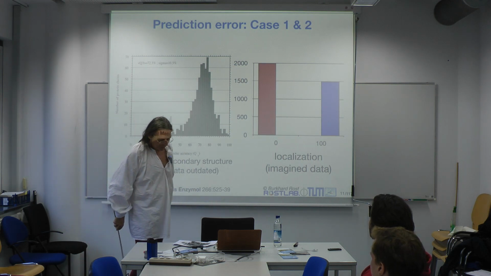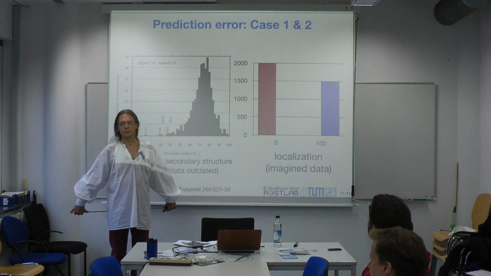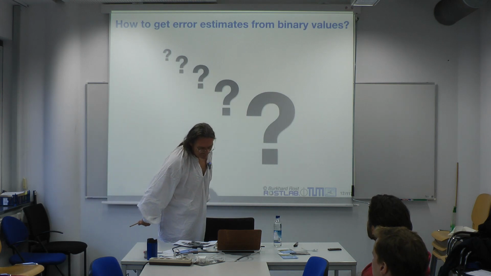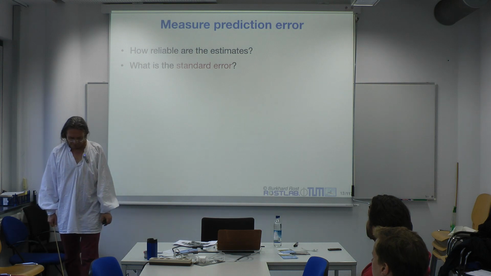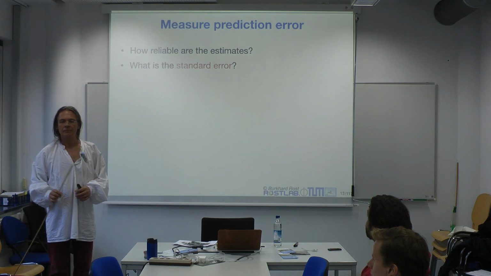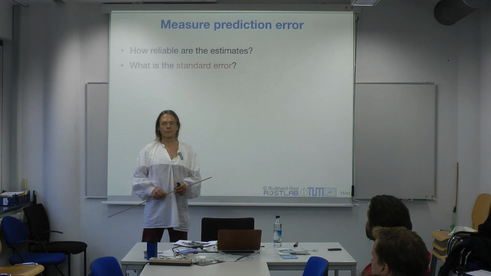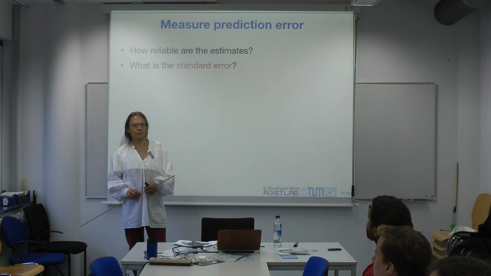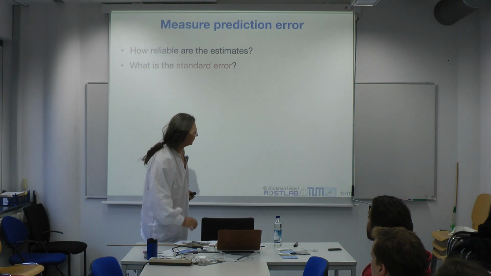Now the question is, how do I get from such a binary distribution to a standard error? That's the question. Any idea? No one? So binary, yeah? You could split the data set into many small ones and test on each of them.